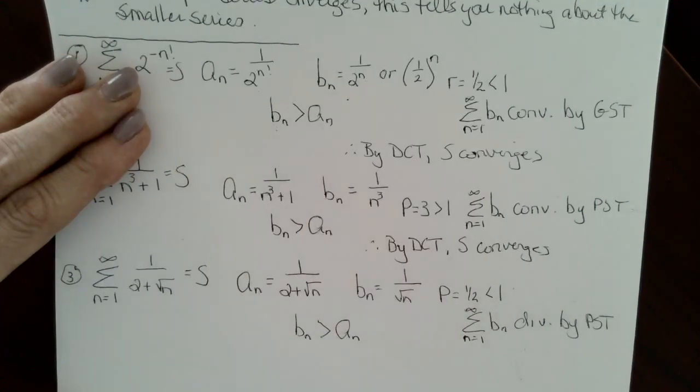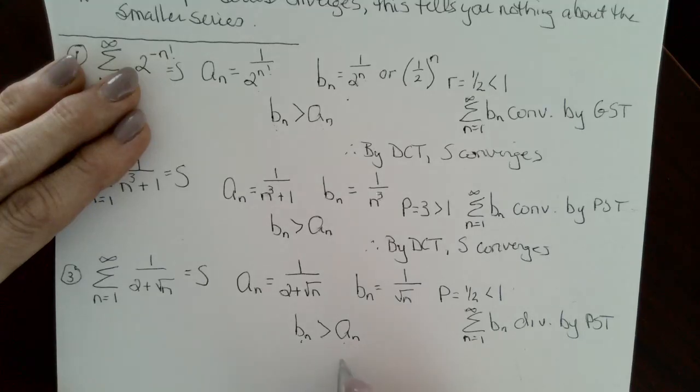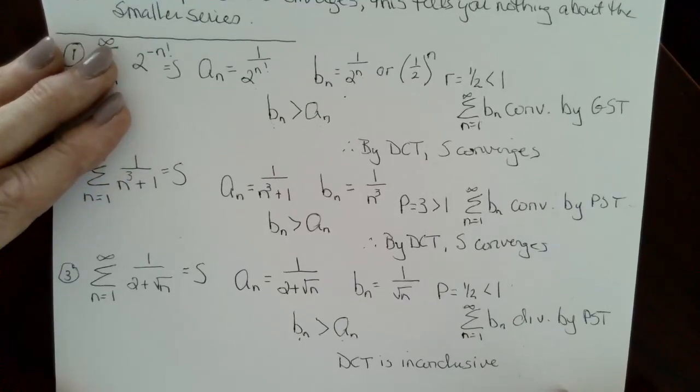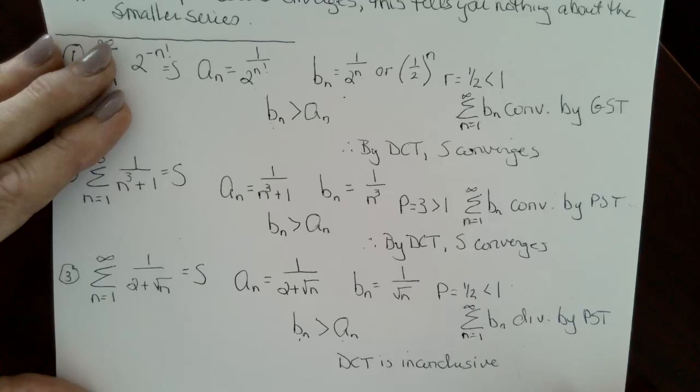Can we make any conclusion here about A sub n? This bigger series diverged. Does that tell me anything about the smaller? No. So I would say direct comparison test is inconclusive. So for me, I would use limit comparison because I can't use nth term test. I always want to try nth term test. You always want to try that one first because that one's easy breezy to use.